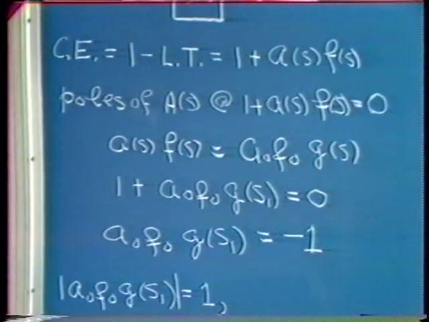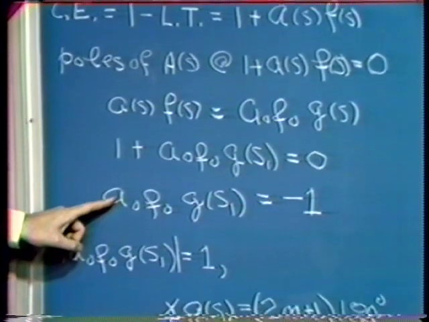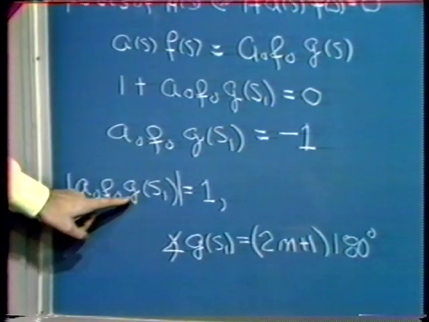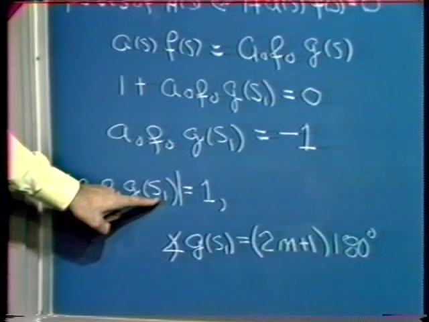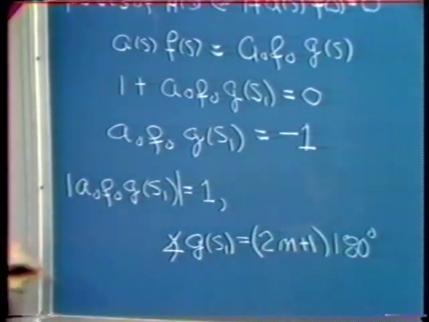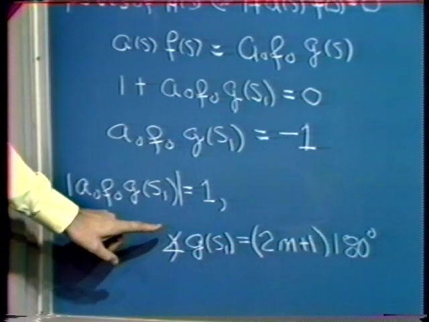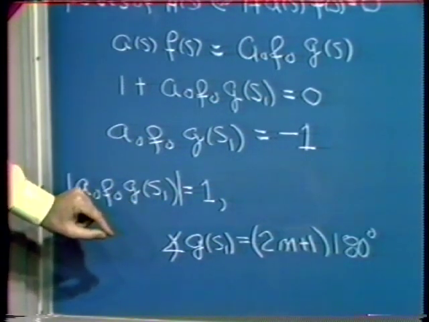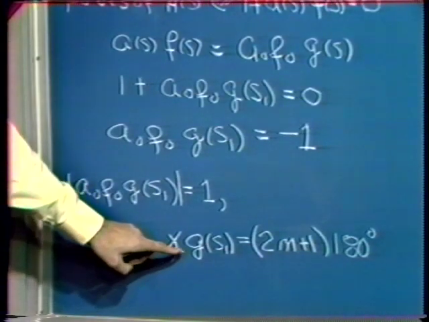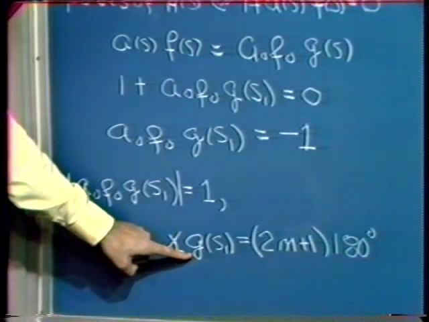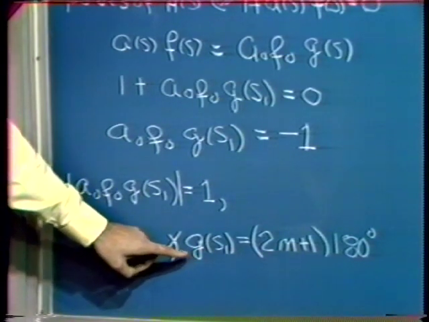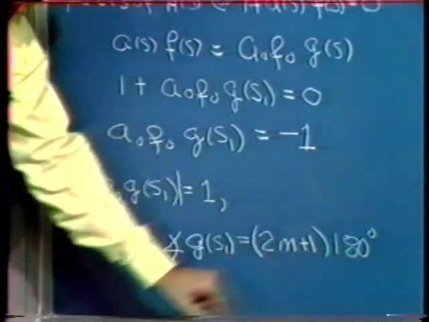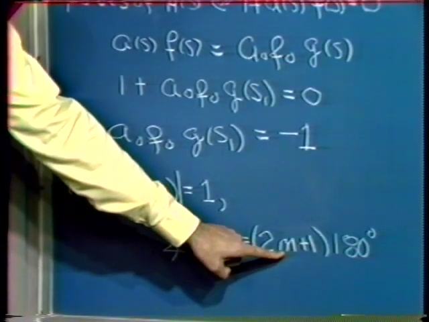Since A naught F naught g of s in general is a complex number, we have to satisfy two conditions simultaneously to make it equal to minus 1. In particular, the magnitude of A naught F naught times g of s evaluated at the point s equals S1 must be equal to 1. And simultaneously, the angle of the transfer function A naught F naught g of s evaluated at the point S1 has to be equal to an odd multiple of 180 degrees. However, since we've chosen to include all of the dynamics of our loop transmission in the quantity g of s, the angle condition reduces to simply having the angle of g of S1 being equal to an odd multiple of 180 degrees, where we recognize in this expression n as an integer.